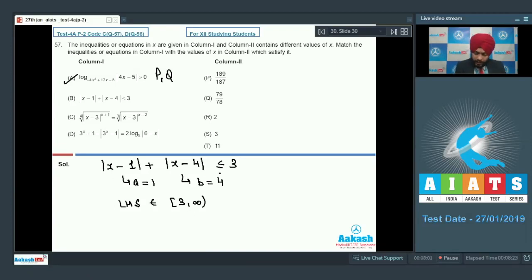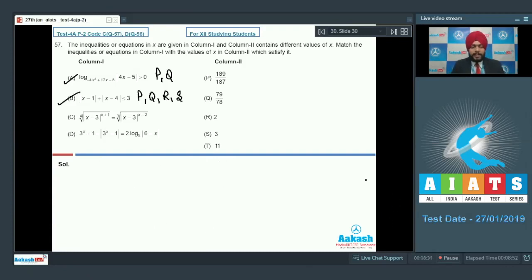So if this is equal to 3, x belongs to the closed interval a to b. So 1 to 4 is the answer for closed interval. P matches, Q matches, R matches, as well as S matches. So B matches with PQRS. Every value of x lying between 1 to 4, this particular function mod of x minus 1 plus mod of x minus 4 takes the constant value of 3. Okay. Let us move on to C part.